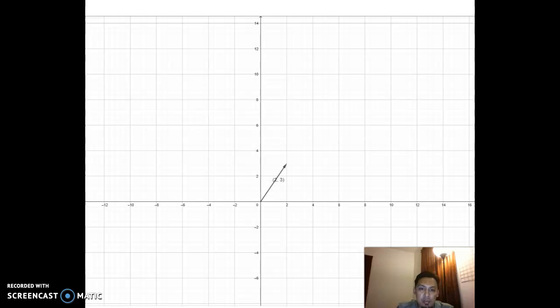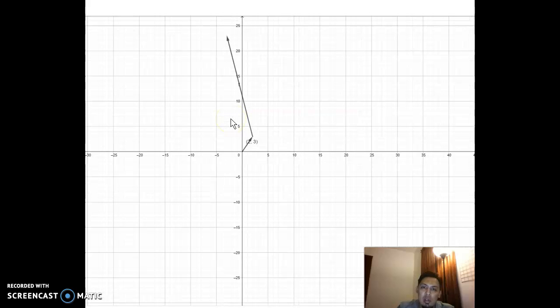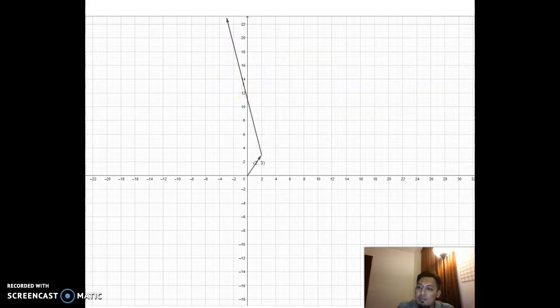Let's say 2, 3, and try to multiply it with the matrix. What should you get? So graphically, this is where the line is. So again, not on the same line. It is actually rotating, not the one that we look at.